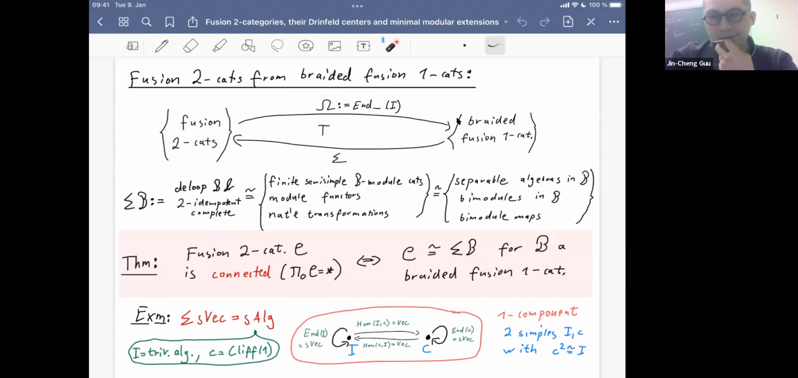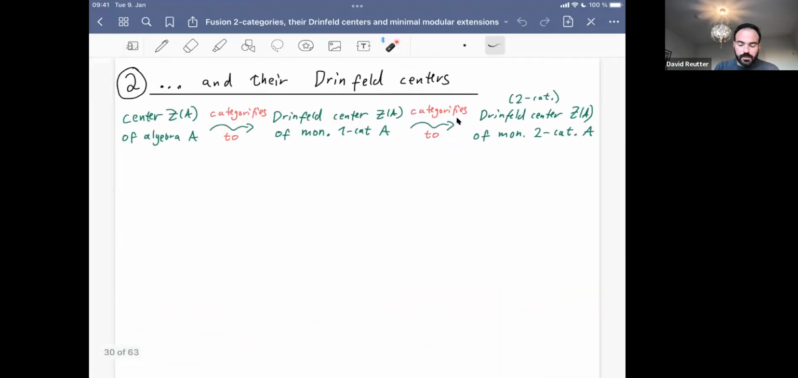Okay. So now we also need to talk about Drinfeld centers of fusion two categories. Let me not give the definition, but give you the intuition. If I have an algebra, I can look at its center, which is a commutative algebra, and this categorifies to the Drinfeld center of a fusion one category, whose objects are an object together with, now I can't just say it commutes, I have to give natural isomorphisms, so-called half-braidings, which tell you how things commute, and they have to fulfill some coherence conditions. And this again categorifies to a two-category notion of Drinfeld center.